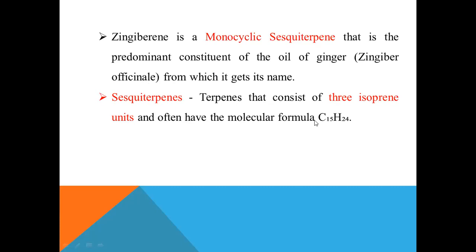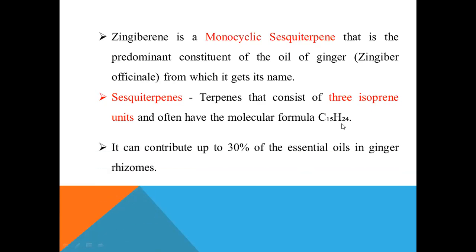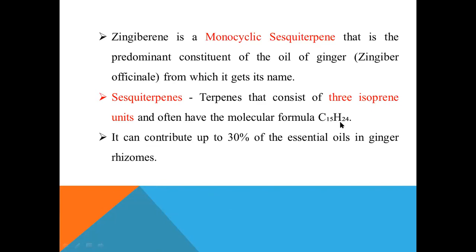And the molecular formula is C15H24. As we have already seen, an isoprene unit is C5H8. As gingiberine contains 3 isoprene units, the molecular formula comes to C15H24. Another thing to be remembered is that gingiberine is a hydrocarbon, which contains only carbon and hydrogen. Some of the terpenes also contain oxygen, whereas gingiberine does not contain oxygen. Only carbon and hydrogen are present, so it is called a hydrocarbon.